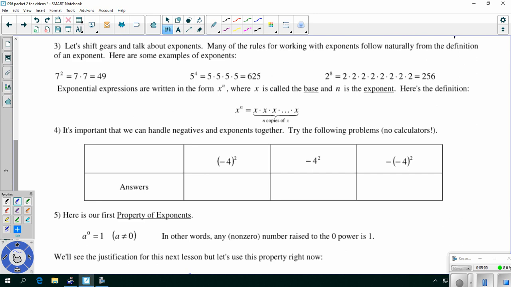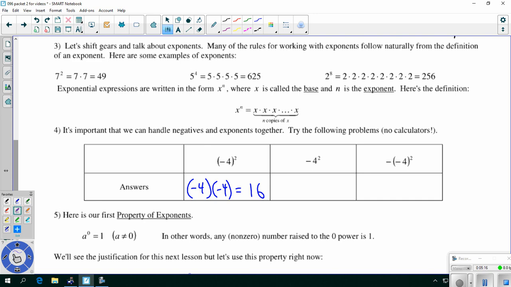Okay, first part, (-4) squared. What does that mean? It means -4 times itself, 2 copies of the number. And we know a negative times a negative is a positive, so this answer is positive 16. In the middle, -4 squared.